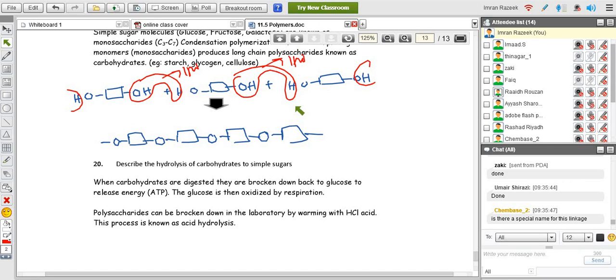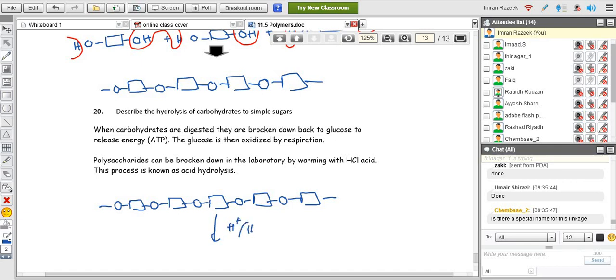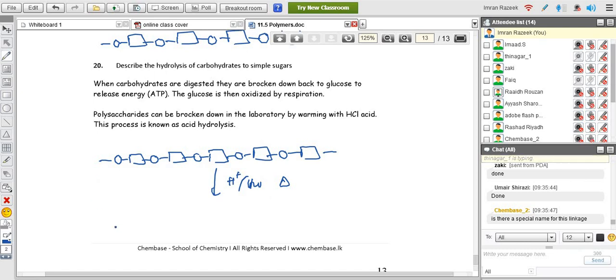Like the hydrolysis for the others, like the proteins and the fat, even polysaccharides can be hydrolyzed. When you hydrolyze polysaccharides, you get the corresponding monomer. So this is the polysaccharide, and you can carry out acid hydrolysis: add aqueous acid and warm, and you get the monosaccharides again, right?